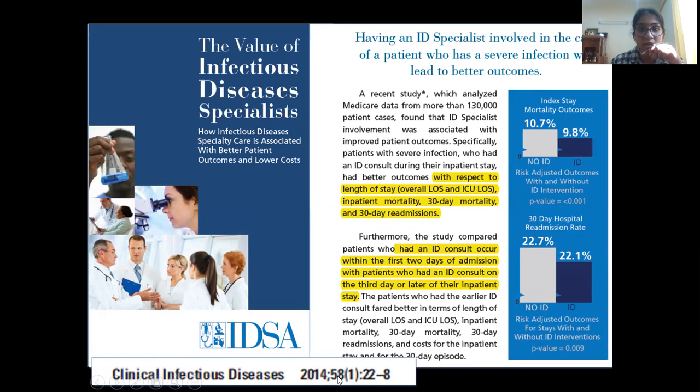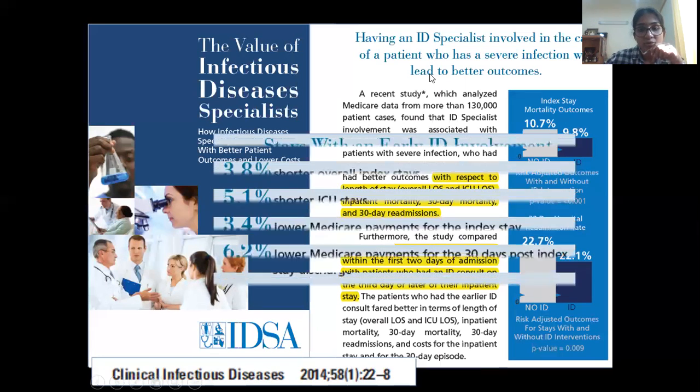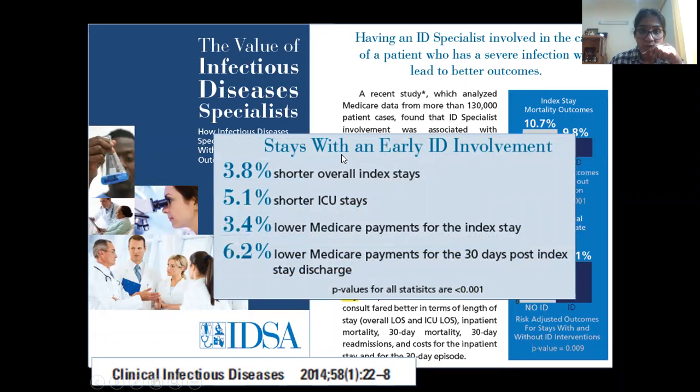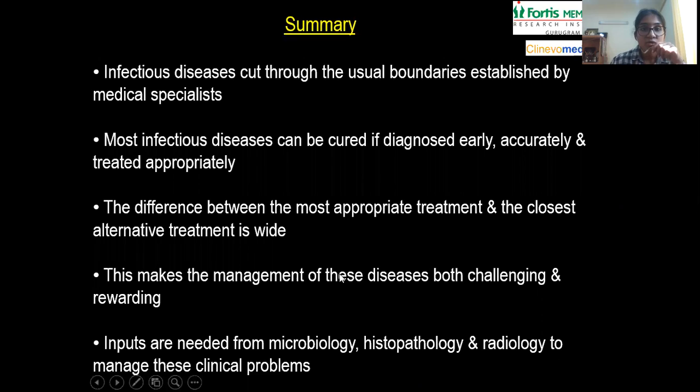This was one of the first publications in 2014, which included more than 130,000 patient cases. And they found that having an ID specialist involved in the care of a patient who has a severe infection will lead to better outcomes. In fact, the results showed that early ID involvement was associated with a 3.8% shorter overall index stay, shorter ICU stay, as well as close to 3.4% lower Medicare payments, and the 30-day mortality was also significantly lower.